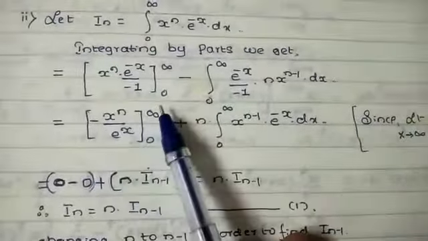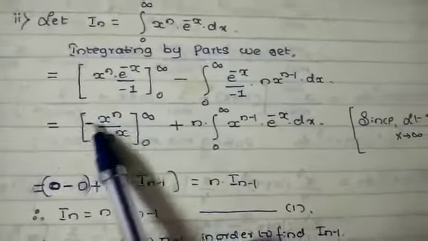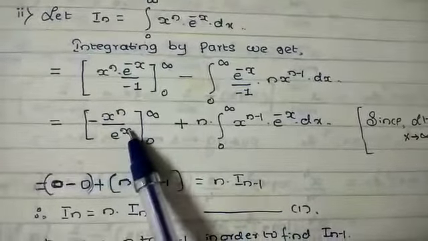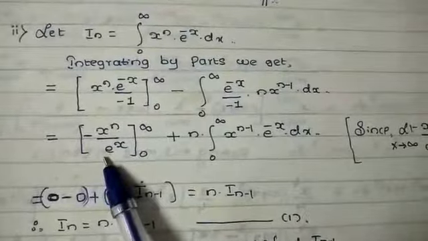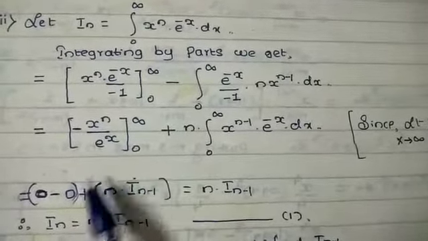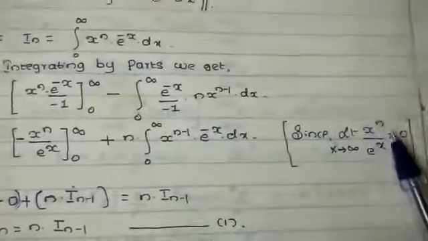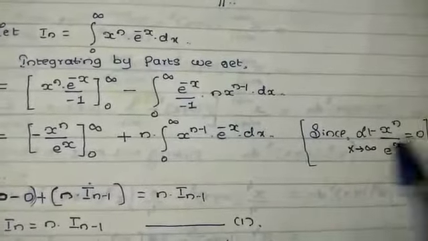Next we have to apply the limit values, substituting upper limit minus lower limit. Here, minus x raised to n into e raised to x, where infinity is there. If you apply the limit, e raised to infinity means 1 by infinity, so it is 0. For the lower limit, the limit of x raised to n divided by e raised to x as x tends to infinity equals 0.